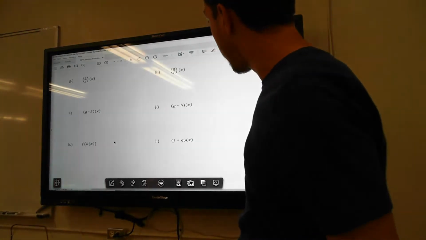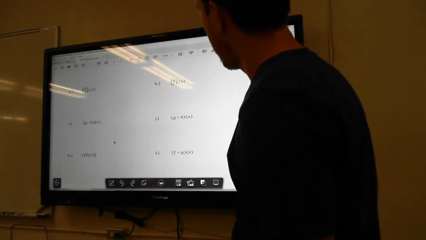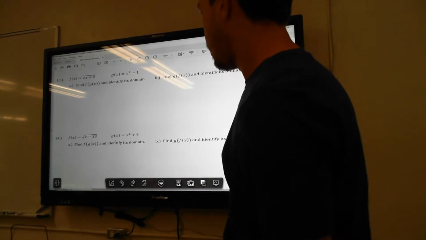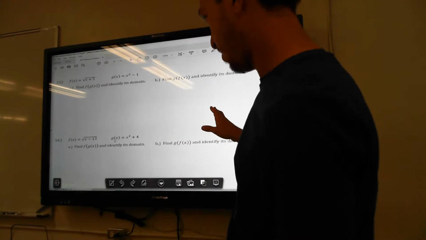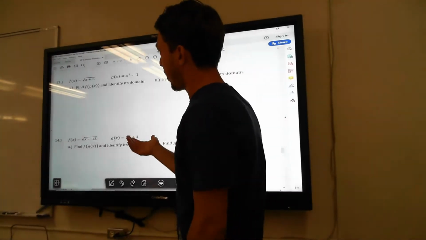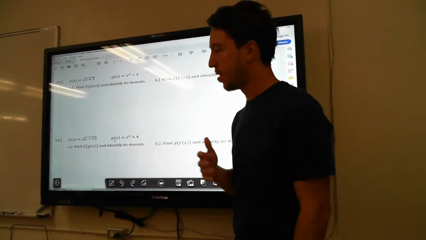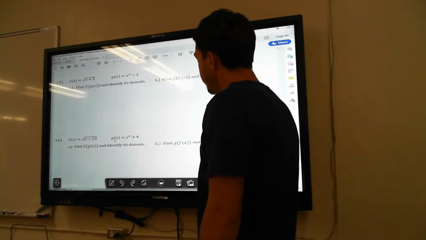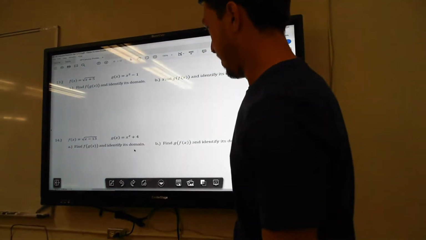We can definitely check some answers tomorrow, but I'd like you to take 10 minutes and knock these out on your own. Pay special attention to 13 and 14, because it would be easy to make a mistake of thinking f of g and g of f are the same. They are not the same. They have different domains.